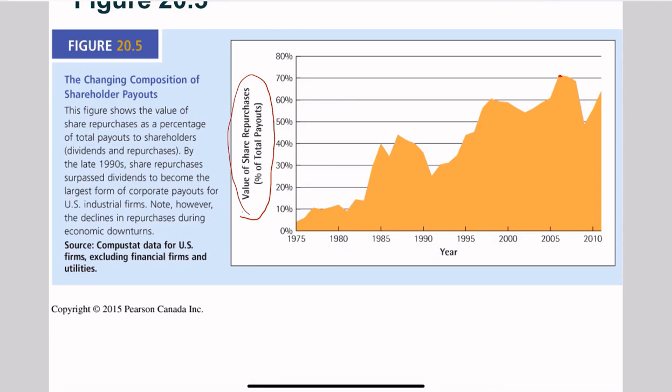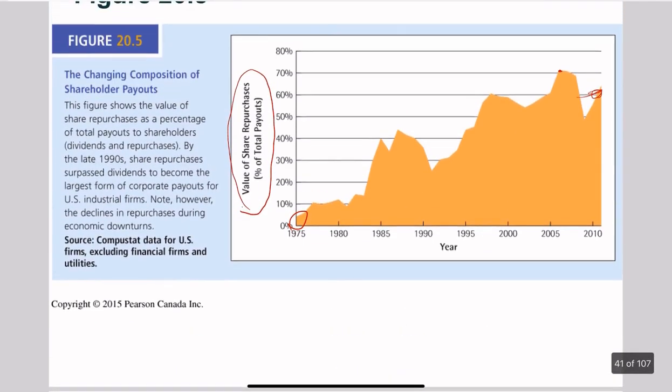So you can see that from 1975 to 2010, the percentage of total payouts in the form of share repurchase has increased a lot, right? From almost 5% in 1975 to over 50% in more recent years. But still, you can see that about 20 or 30% of total payouts are in the form of dividends, right? So we want to ask why. Why do we have this result?